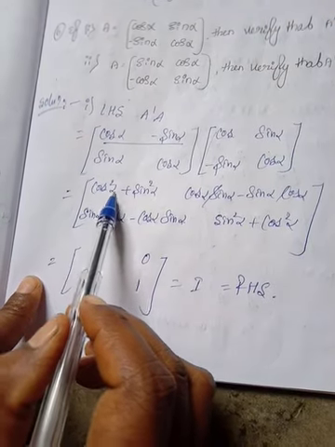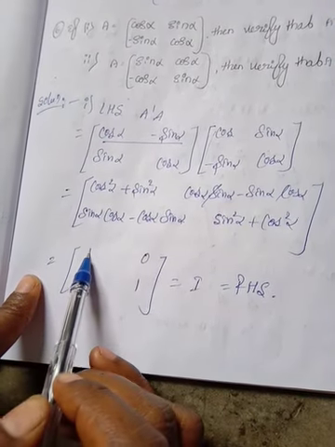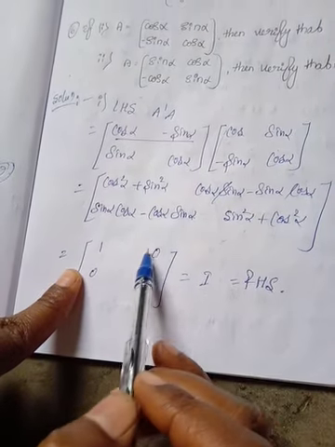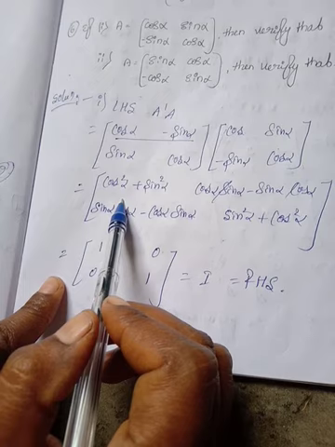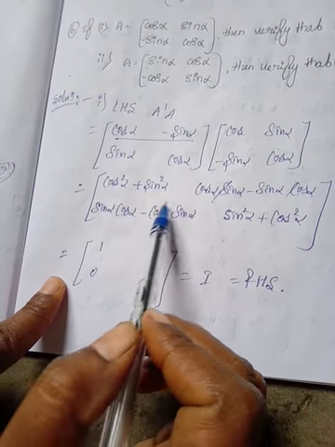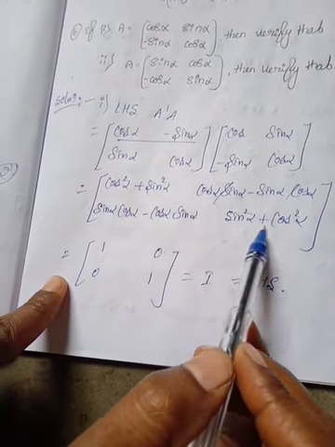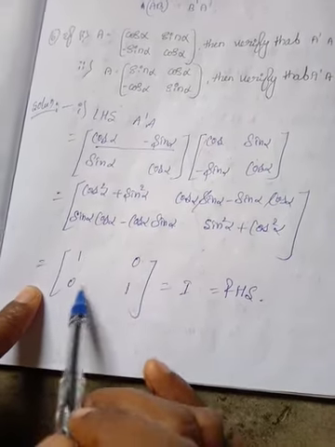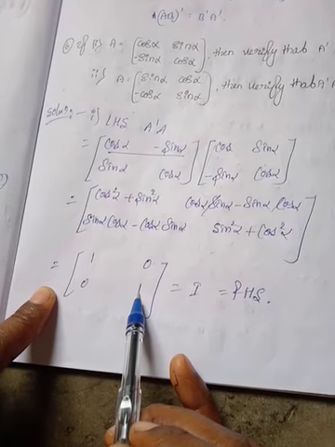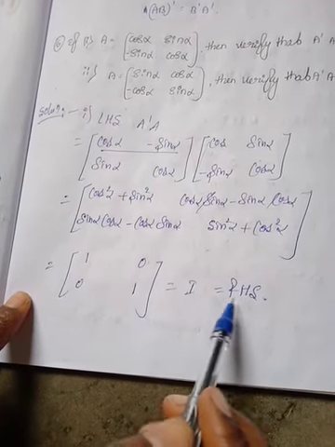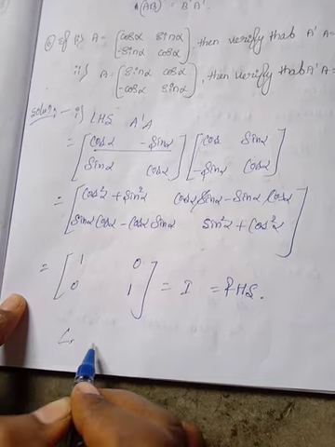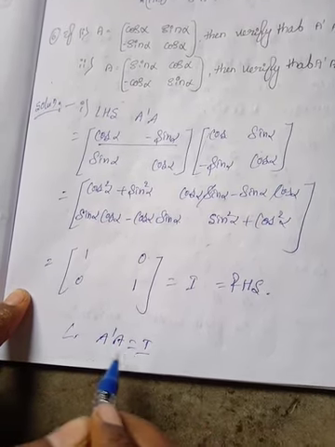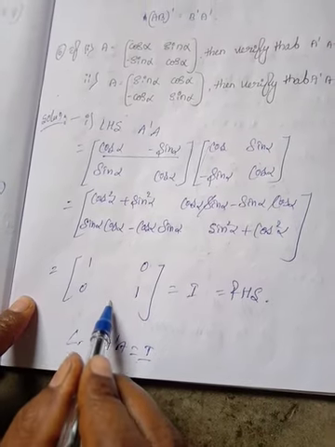Again we are getting cos square alpha plus sin square alpha, the value is 1. Cos alpha into sin alpha minus cos alpha into sin alpha cancel, you are getting 0. Again sin alpha cos alpha minus cos alpha sin alpha cancel, 0. Sin square alpha plus cos square alpha is equal to 1. 1, 0, 0, 1: this is your 2 cross 2 identity matrix, that is I. This is your RHS. Therefore A transpose A is equal to I. We needed to verify this, and we are getting the identity matrix.